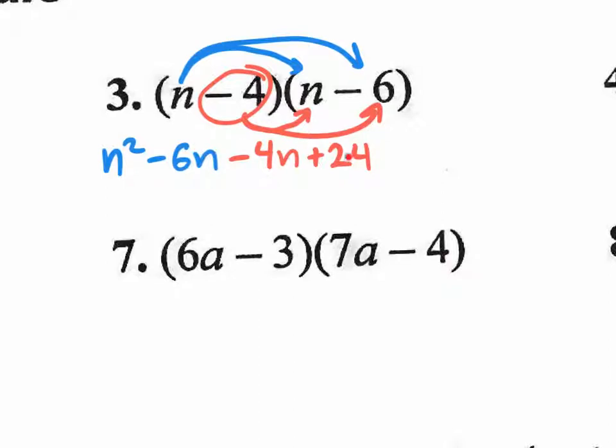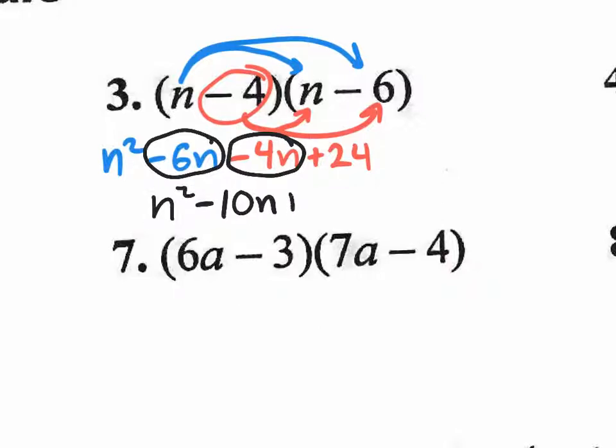4 terms. Out of those 4, you could combine the 2 middle ones. So if you owe 6 and you owe 4, you're going to owe 10. You're going to owe 10 of those n's. The n squared simply comes down. The plus 24 simply comes down. And we're done.